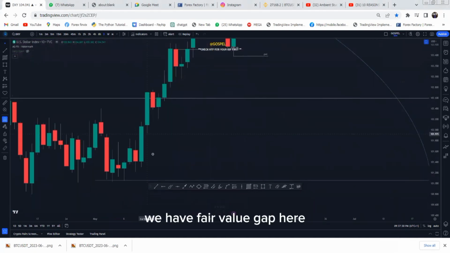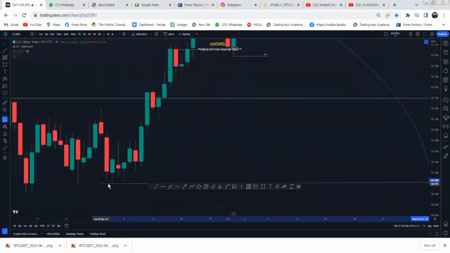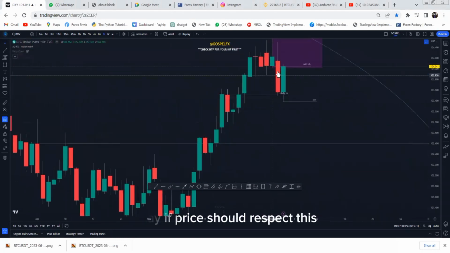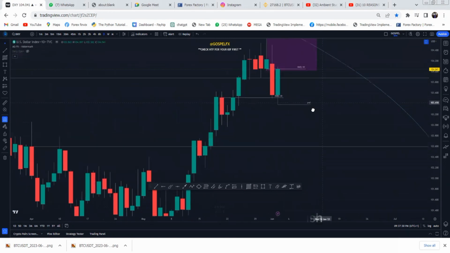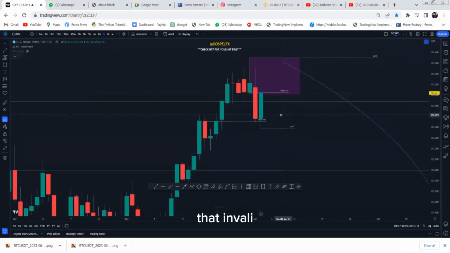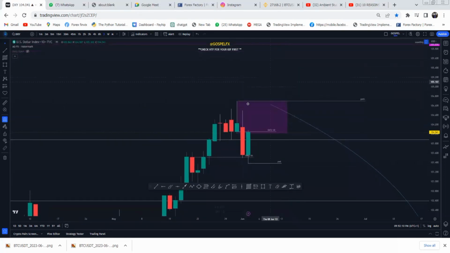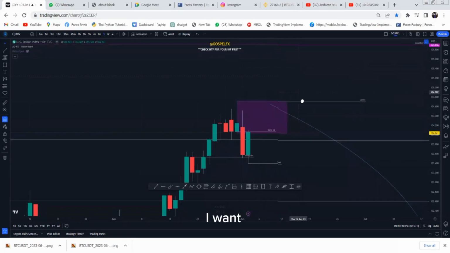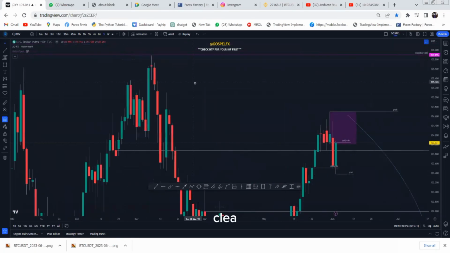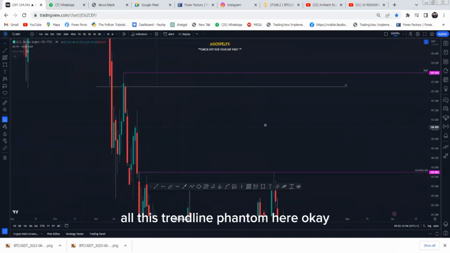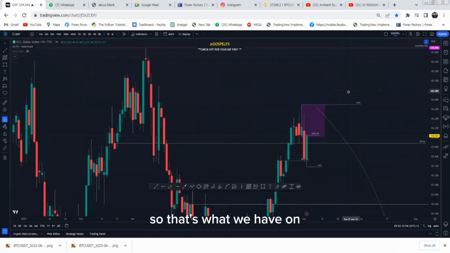Okay, we have fair value gap here, and then this buy side liquidity. If price should respect this, now remember I said if this low is taken, daily becomes bearish, weekly becomes bearish. All right, but 4 hour is already bearish. If this high is taken, that invalidates selling for the moment. If you are just so much inclined in selling, you will want to wait till you see any sales sponsorship coming in again. Then if this high is taken, I want to see price go a little bit higher, clearing this buy side liquidity and so on, all this trend line phantom here. Okay. So that's what we have on the dollar index.